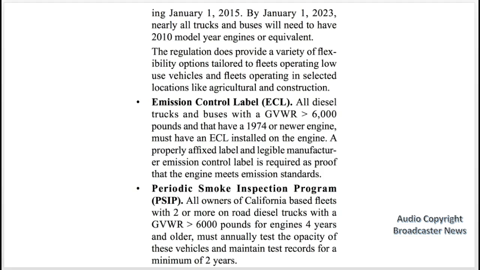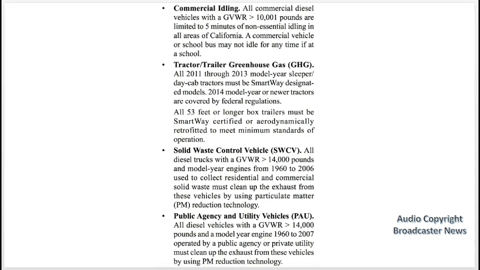Periodic Smoke Inspection Program. All owners of California-based fleets with 2 or more on-the-road diesel trucks with a gross vehicle weight of 6,000 pounds for engines 4 years and older must annually test the opacity of these vehicles and maintain test records for at least 2 years. Commercial idling. All commercial diesel vehicles, 10,000 pounds or more, are limited to 5 minutes of non-essential idling in all California areas. A commercial vehicle or school bus may not idle for any time if at school.